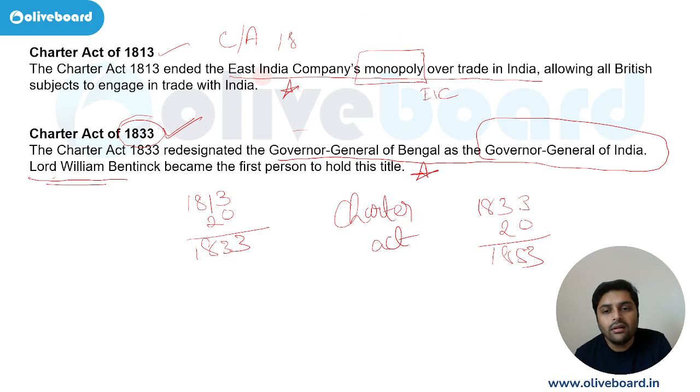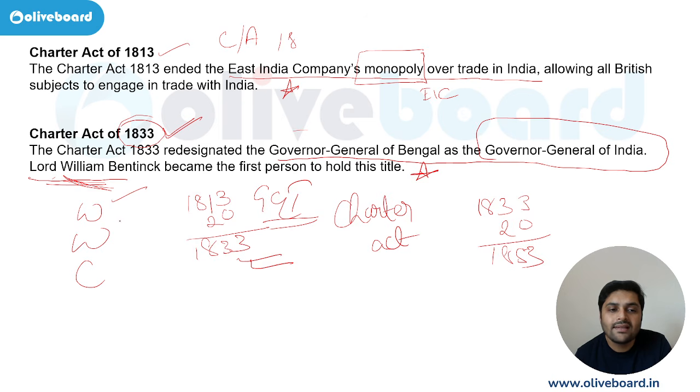Add 20 to it, came 1833, the next Charter Act. It redesignated the Governor General of Bengal as Governor General of India. And who was that first person? Lord William Bentinck. Please remember WWC: Warren Hastings, William Bentinck, and Lord Canning.